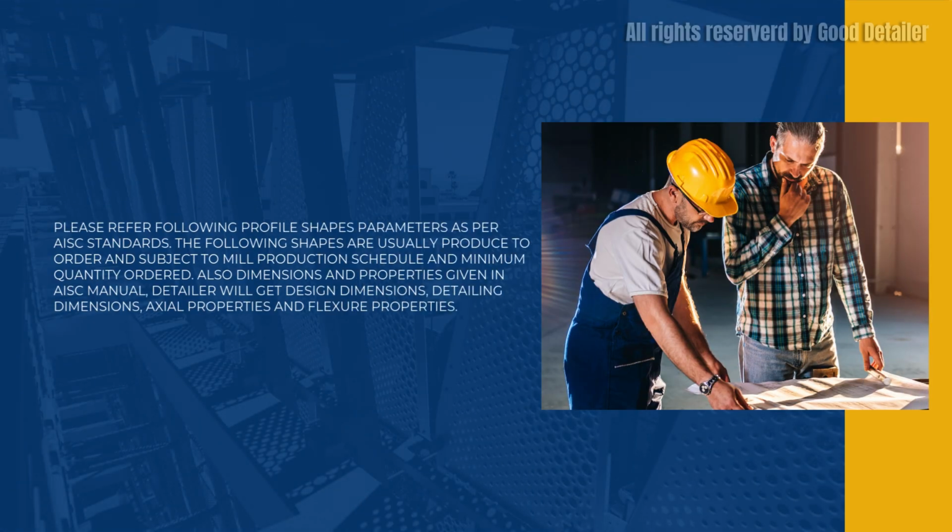Please refer to the following profile shape parameters as per AISC standards. The following shapes are usually produced to order and are subject to mill production schedule and minimum quantity ordered. Also, dimensions and properties are given in the AISC manual. The detailer will get design dimensions, detailing dimensions, axial properties, and flexure properties.